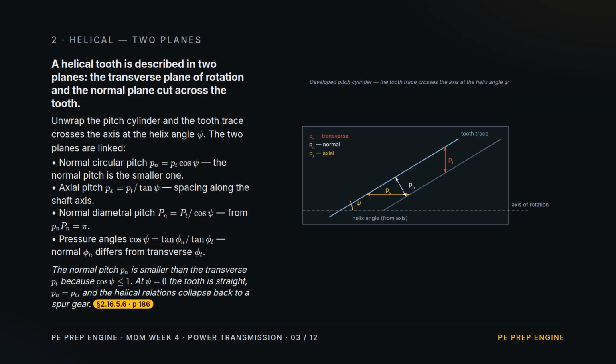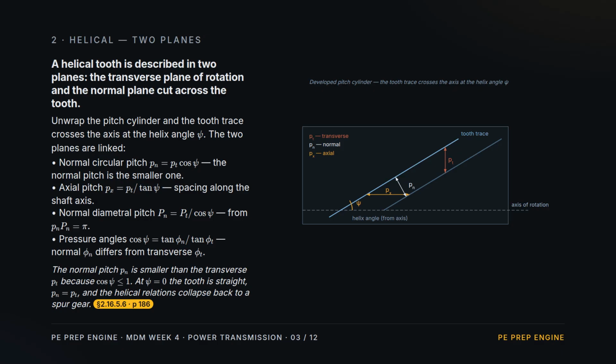Helical gears, Part 1, 2 planes. Unwrap the pitch cylinder and the tooth runs across it at the helix angle. Every pitch measured in the plane of rotation, the transverse plane, has a smaller partner measured across the tooth, the normal plane. The normal circular pitch is the transverse pitch times the cosine of the helix angle. The axial pitch is the transverse pitch over the tangent of the helix angle. The normal diametral pitch is the transverse one over the cosine.